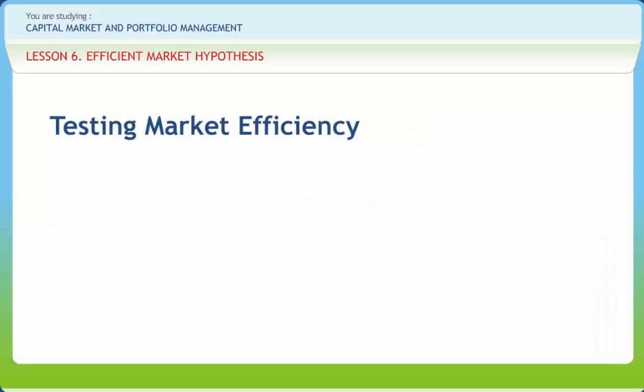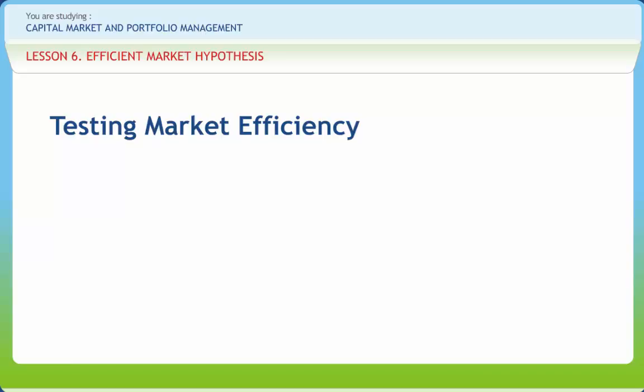There are several ways to test the EMH. Analysts have devised direct and indirect tests of market efficiency. Direct tests assess the success of specific investment strategies or trading rules. Indirect tests are statistical tests of prices or returns.